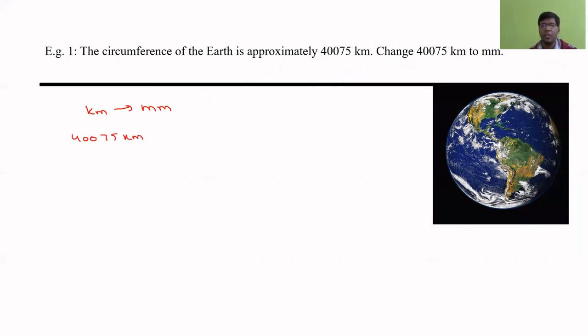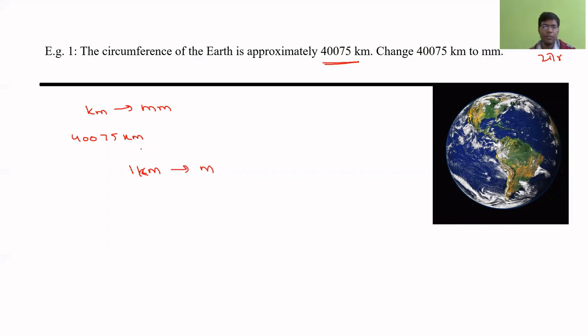Circumference, all of us know, if we have a circle, is 2 pi r. So of course, we need not find the circumference. It has already been given as 40075 kilometers. Now this we have to change into millimeters. So it's simple. First, let's change kilometers to meters.